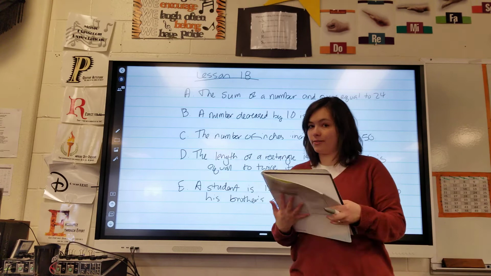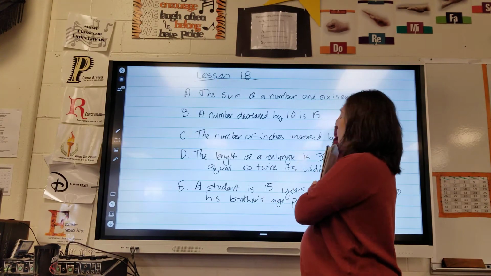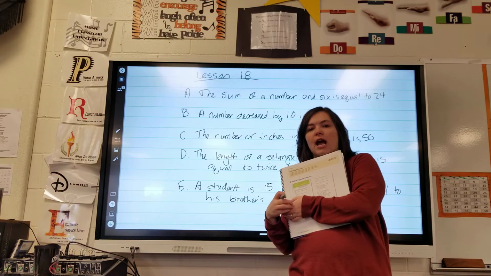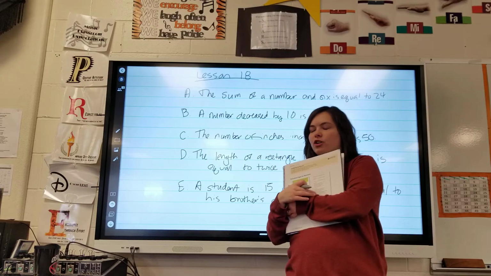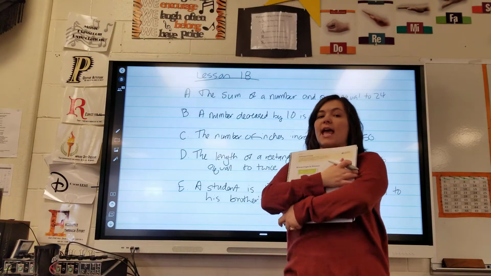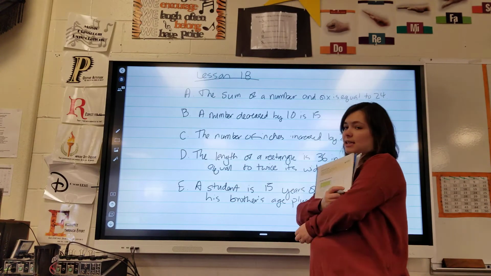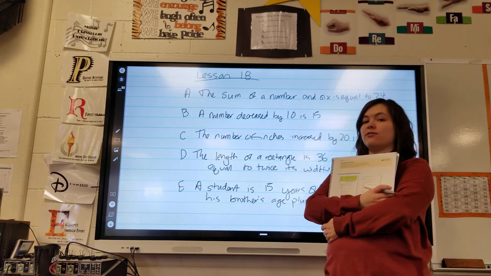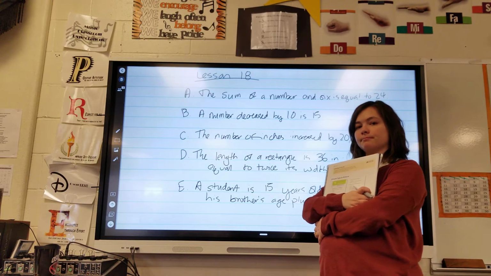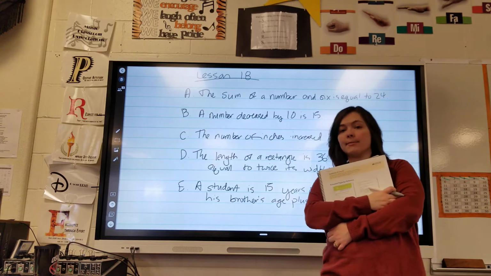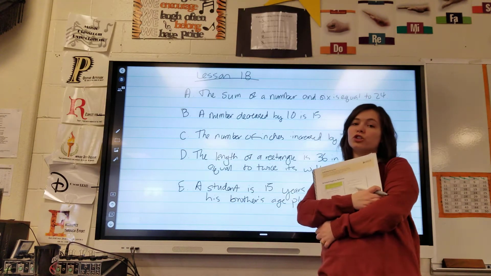I'll read it out loud for you. What I want you to do before I even write down what the answer is, I want you to try, and then I'll wait a couple seconds and write it down, and you see if you got it correct. So here is A. The sum of a number and 6 is equal to 24. Try it yourself. One more time. The sum of a number and 6 is equal to 24.